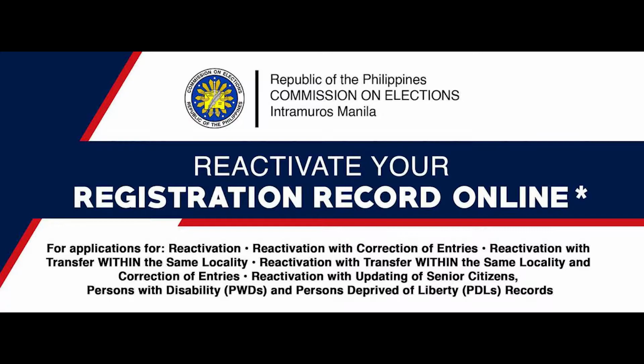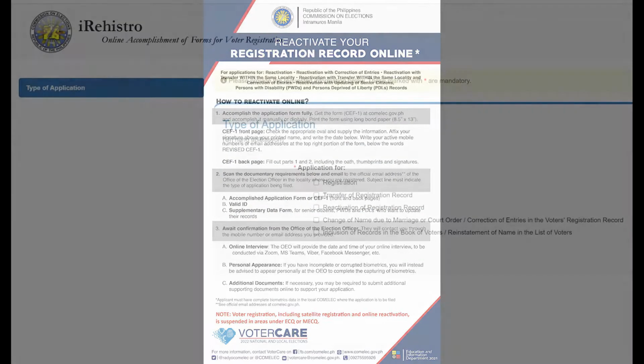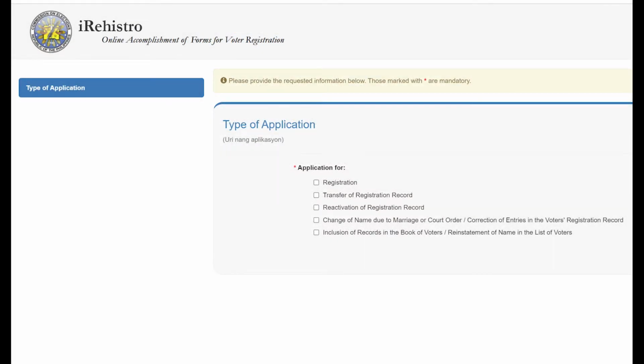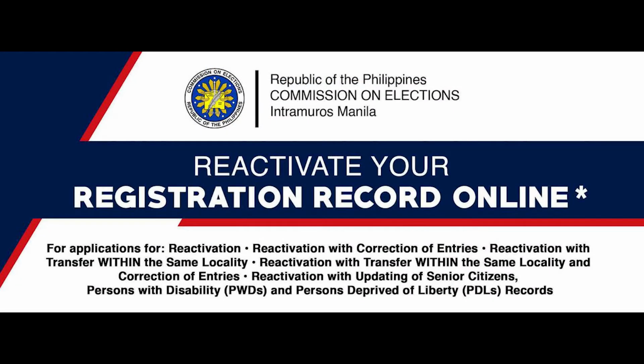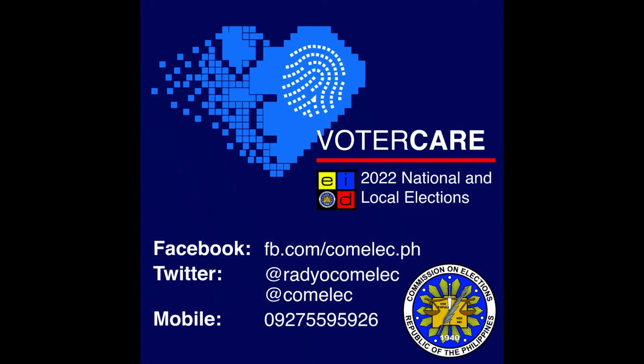And this applies to those who are applying for reactivation of their voting record, reactivation with correction of entries, reactivation with transfer within the same locality, reactivation with transfer within the same locality and correction of entries, reactivation with updating of senior citizens, persons with disabilities, and persons deprived of liberty. Pwede gawin online because your biometrics is already on file with the Comelec database unless you haven't voted since the early 2000s or when they tell you that your biometrics is incomplete or corrupted.